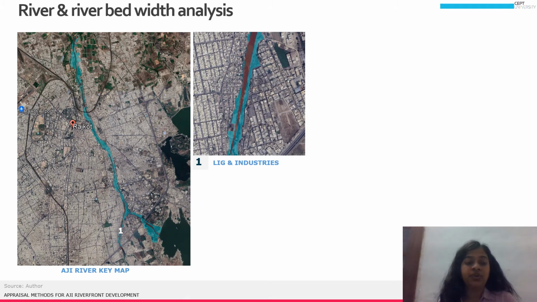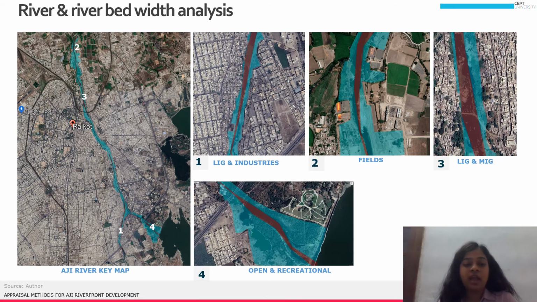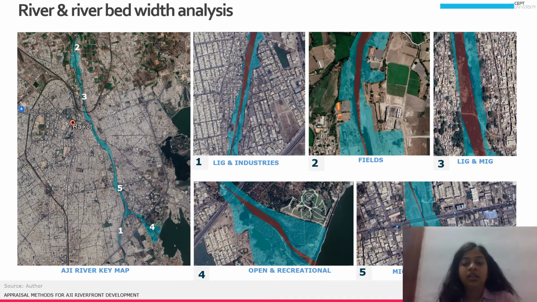The riverbed and river width analysis. This analysis has been done to understand how the width of the river and riverbed changes according to the land use on both sides of the river by taking 5 different types of building typologies which affect the widths. So the recreational and fields have a wider river flowing, whereas buildings have lessened the width of the river.